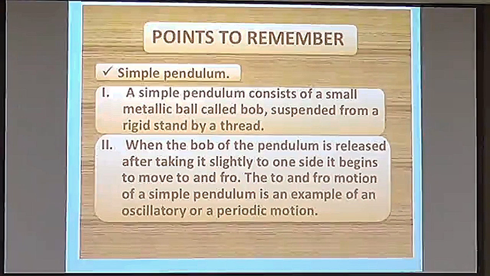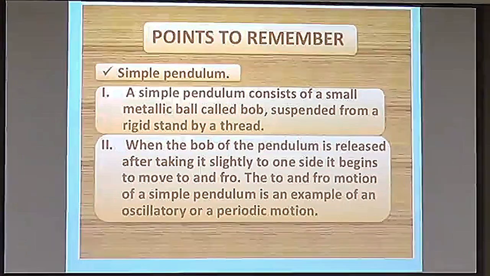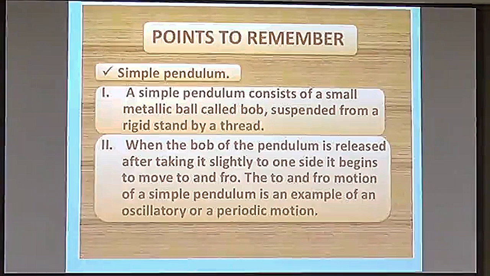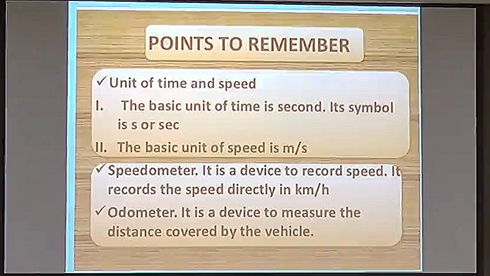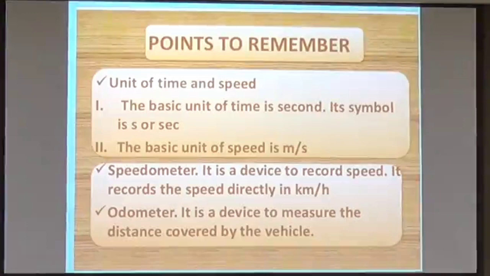So when the bob of a pendulum is released, after taking it slightly to one side, what will happen? It begins to move to and fro, and the to and fro motion of a simple pendulum is an example of oscillatory motion or periodic motion. Unit of time is second, and the symbol used is s, and the unit of speed is meter per second.